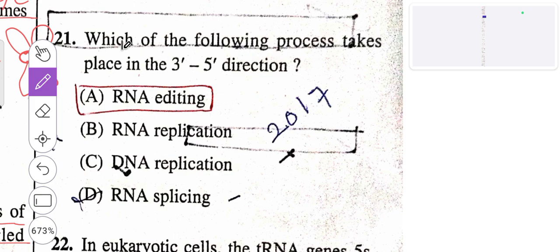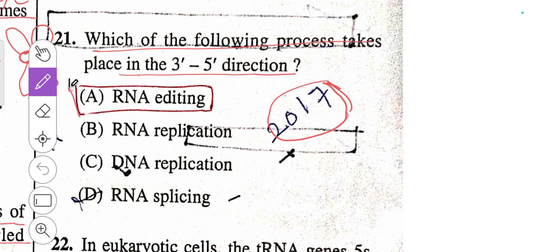The next question, which of the following processes takes place in the 3' to 5' direction? This is a repeated question as it was asked in the 2017 KSET. So this is the process that takes place in the 3' to 5' direction, whereas the rest take place in the 5' to 3' direction. So that is the right answer.